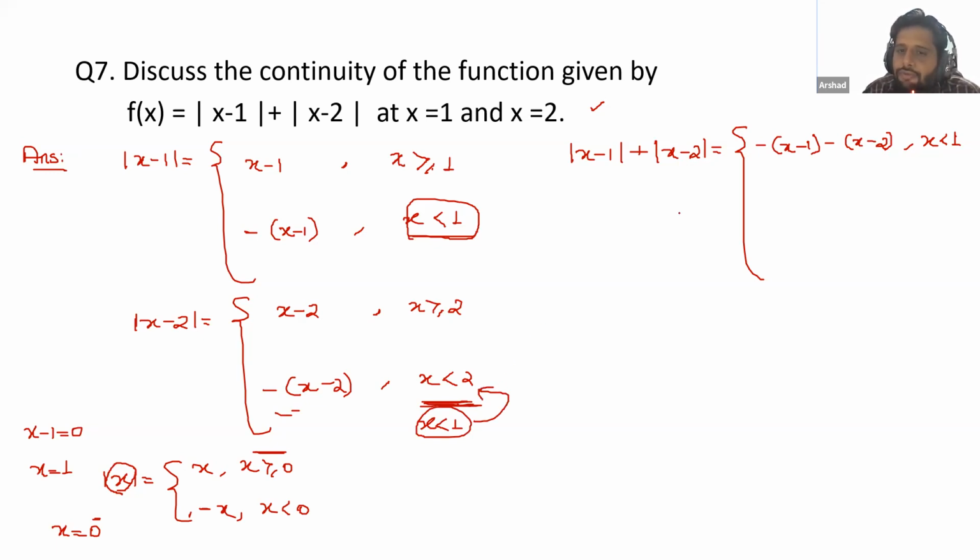Okay, that's why we will put this x minus 2 as negative. Now solve this. What you will get? I will write here minus x plus 1 minus x plus 2. So minus 2x is equal to minus 2x plus 3.